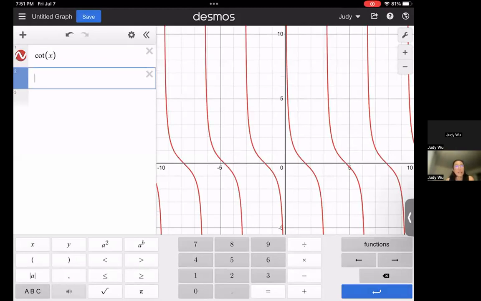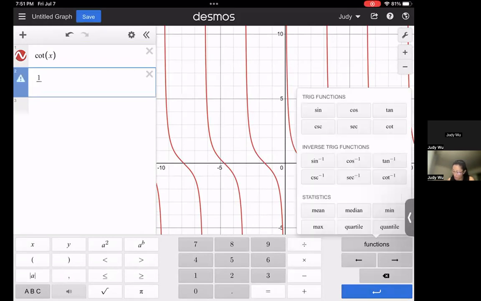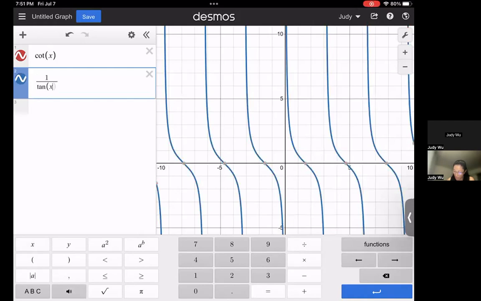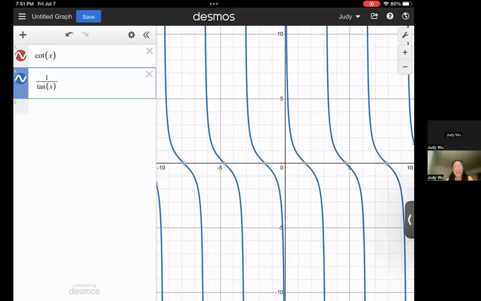And this is going to bring me to a second graph. And now I'm going to type in 1 over tangent. So 1 divided by, go back to functions, tangent x. All right. Now, we've got the blue graph and the red graph. Blue and red. They're exactly the same graph. That means that cotangent theta is actually equal to 1 over tangent theta. Okay.